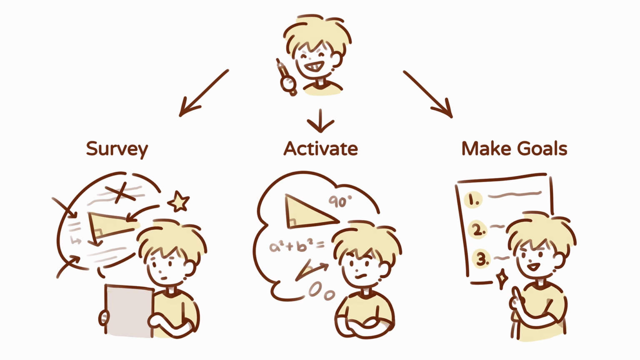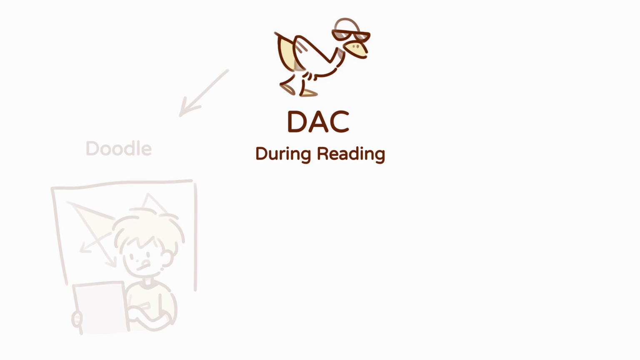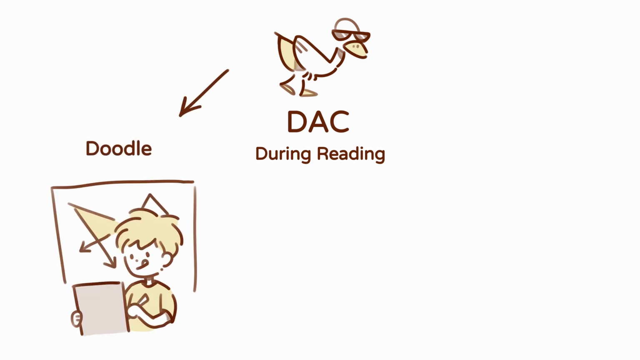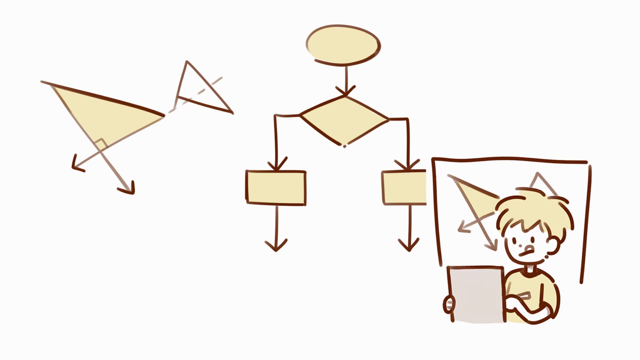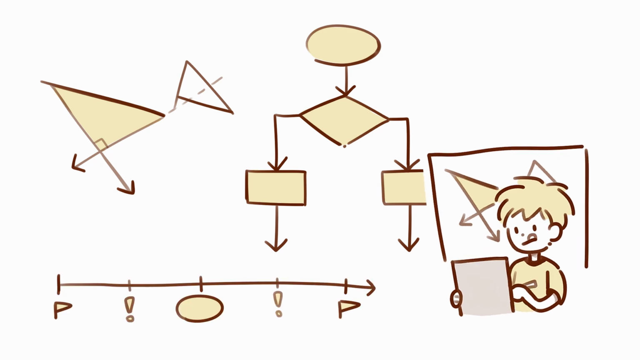Now that your brain is ready to learn, we move on to DAC. DAC is the active part of active reading. It gets you thinking and doing while you are reading. In particular, doodle. That is, take brief notes, make simple drawings, diagrams, flowcharts, timelines, etc.